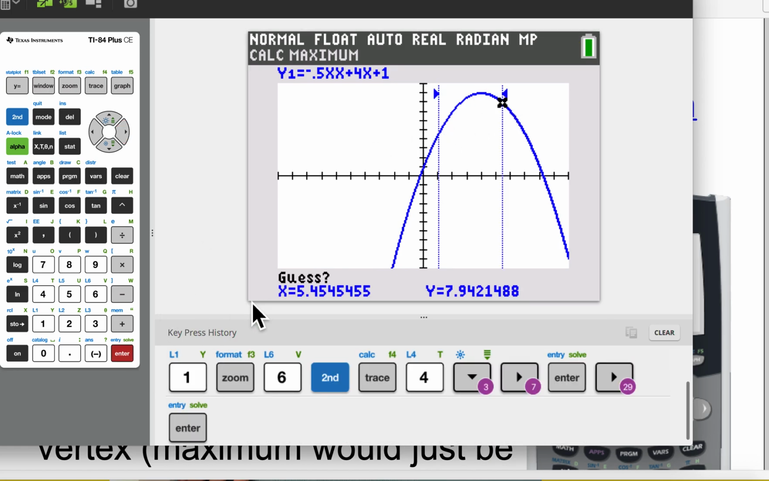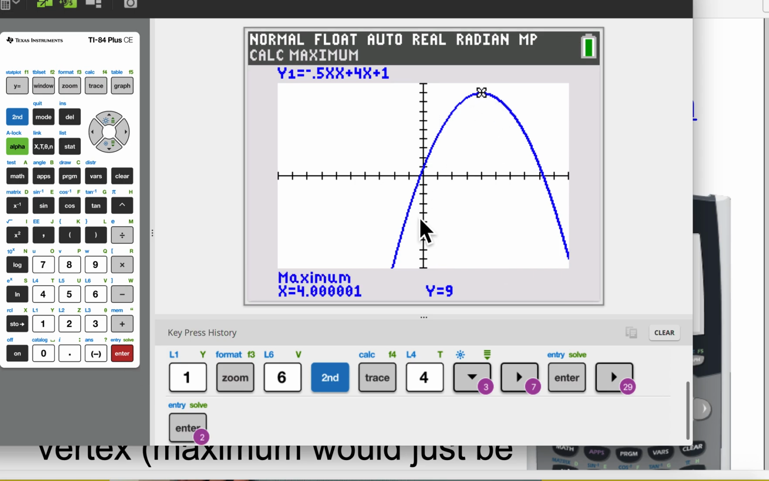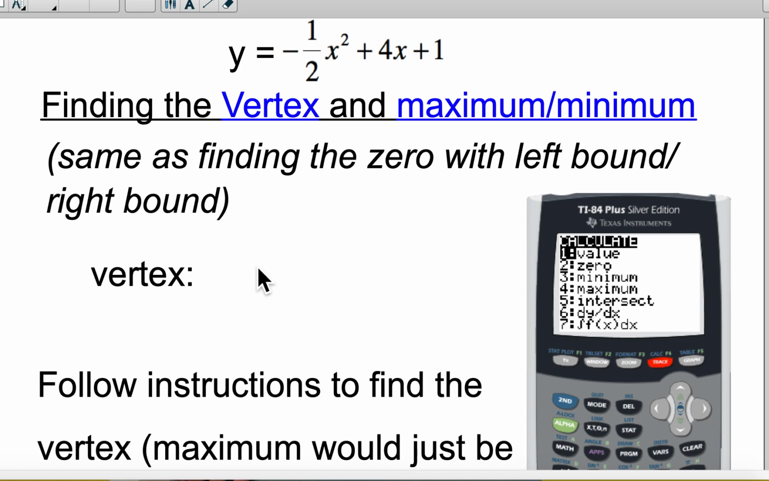And then I hit enter. It says guess. Just hit enter again when you see that. And then boom, right there, 4.00, and it's 4. Sometimes your calculator thinks too hard. It's 4, 9. So the vertex would be 4.